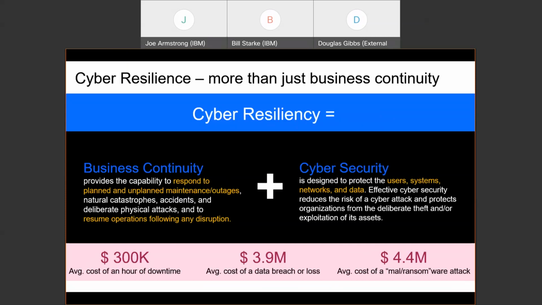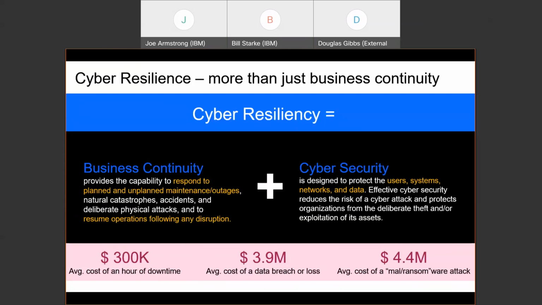And actually Power10 does a lot to prevent the security breach, which is what we're going to talk about here. But I just wanted to throw this up because the average cost of an hour of downtime in this study was $300,000 per hour. I think I've had some retail clients say it's more like $1 million a minute to them. But in this study it was $300K per hour.